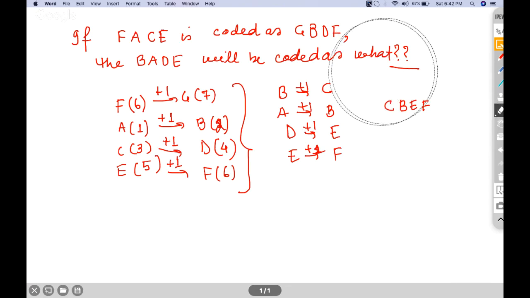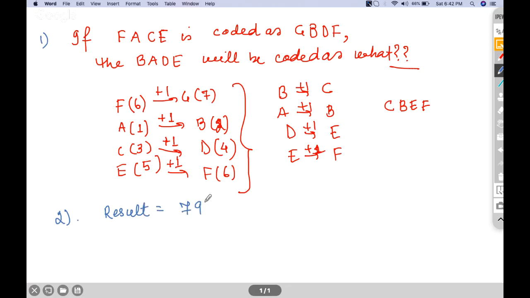Now let me give you the second question. Okay, let me not erase it. This is the first question. The second question is: result is coded as 798206. So how would let be coded?